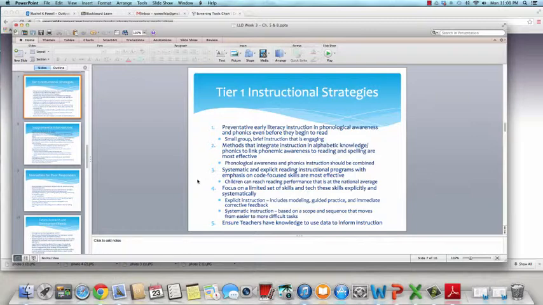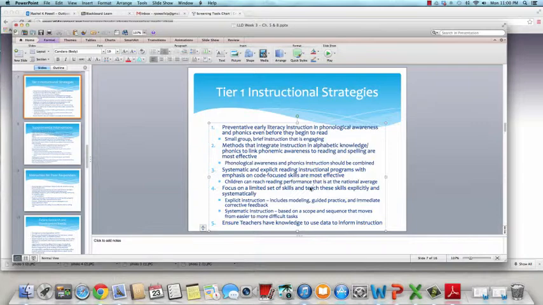Now, you need systematic and explicit reading instructional programs with emphasis on code-focused skills. These are the ones that are most effective. Even children who are at risk, or at the most at risk, can reach national average in reading performance with good, systematic, explicit reading instructional programs. You need to focus on a limited set of skills, and to teach these skills explicitly and systematically.